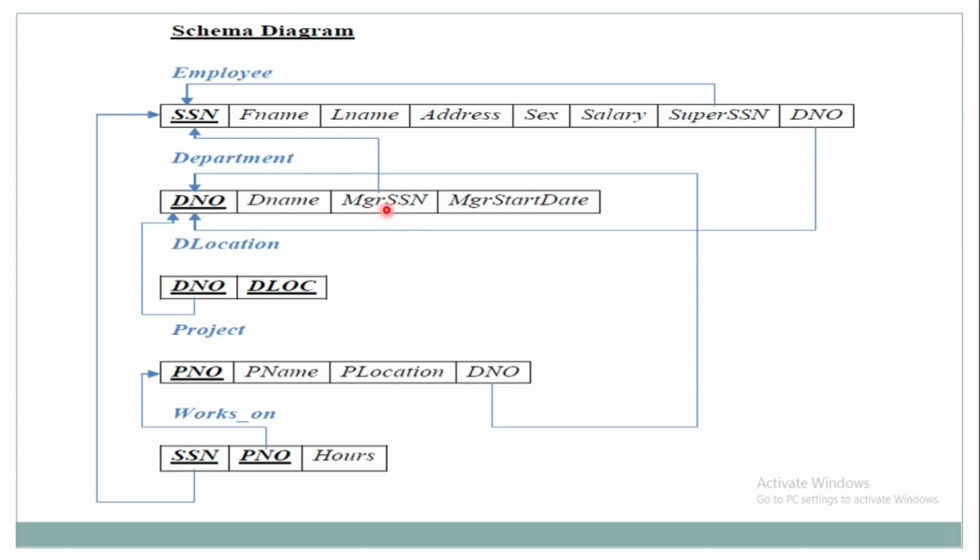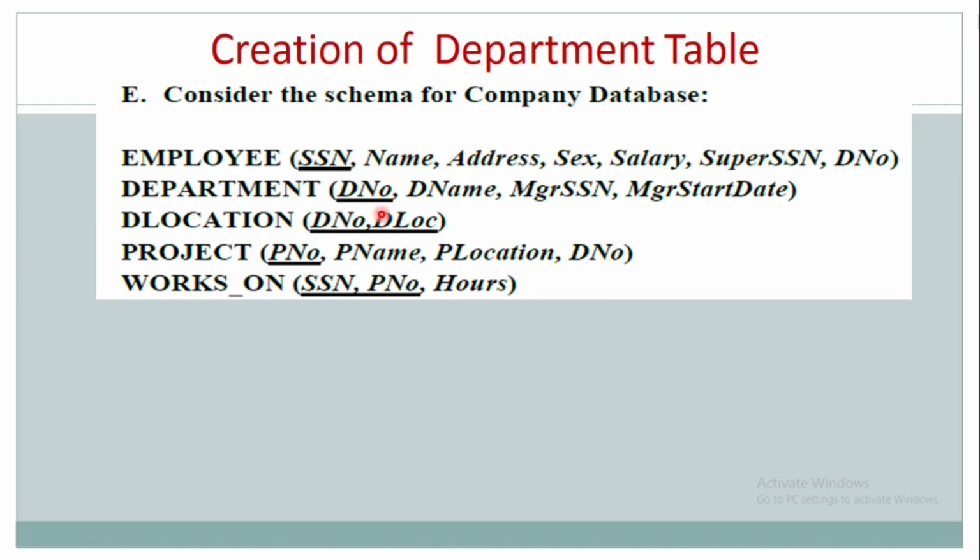Here manager SSN is a foreign key, so we have to skip this manager SSN. Since it is a foreign key, we cannot create a foreign key before primary key. Here this foreign key manager SSN is a child key and SSN is a parent key. So first we need to create a parent key, and after that we need to create a child key. So whenever we create a department table, we just create department number, department name and manager start day. We'll be skipping manager SSN.